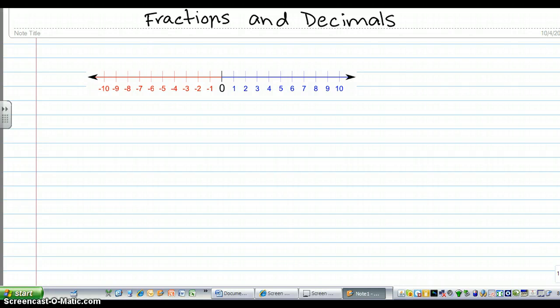Today's lesson is going to be on fractions and decimals and how we graph them on number lines. So here's a number line of integers, positive integers up to 10 and the negative integers up to negative 10.